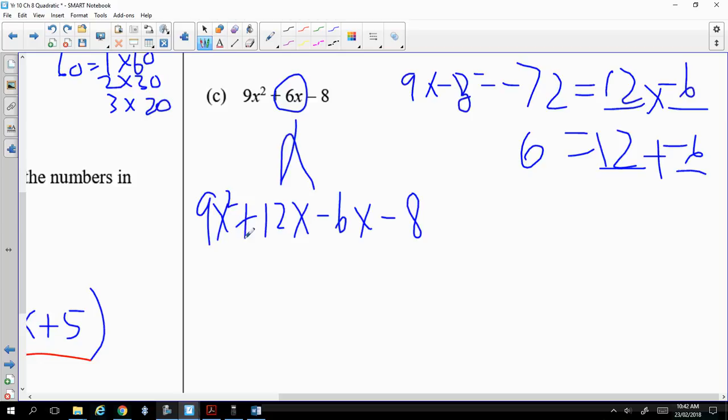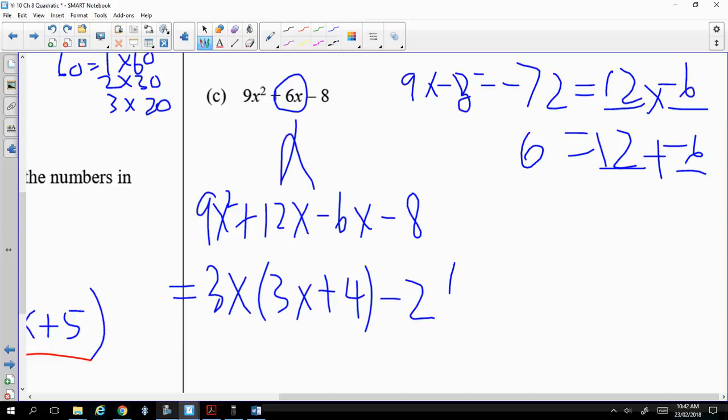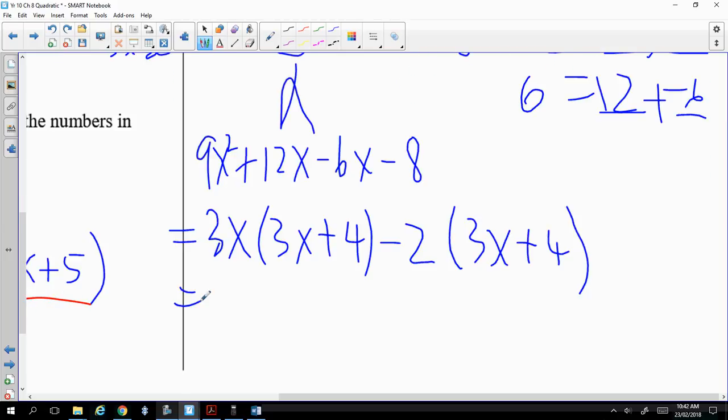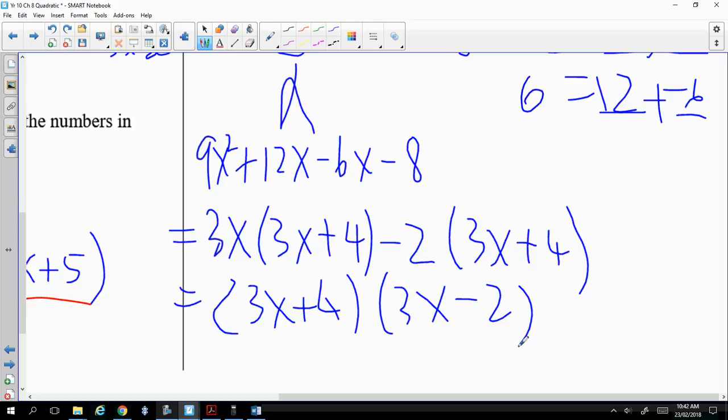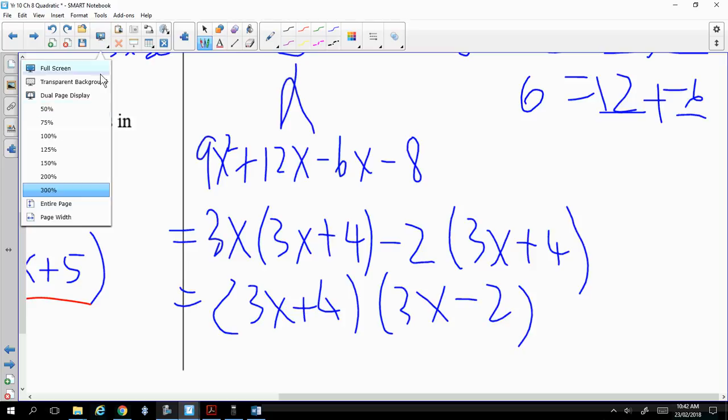And group in pairs, so this will be 3x taken out. The second one, there's a common factor of negative 2, so you write 3x plus 4. Like that. And then 3x plus 4 is common. And then you end up getting this. Alright, any question on non-monic?